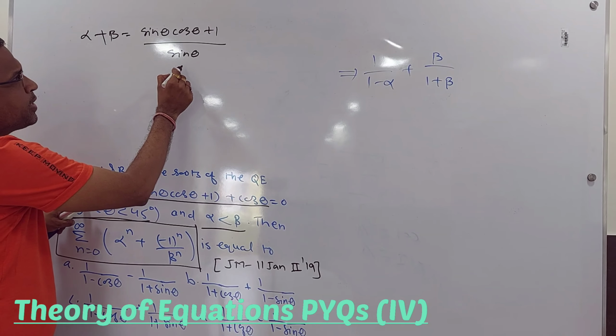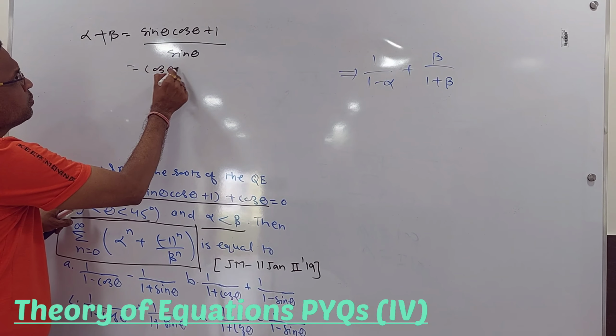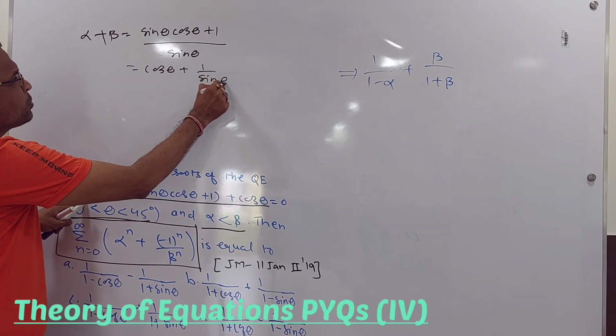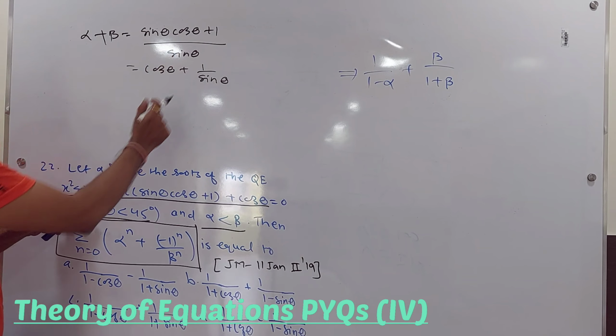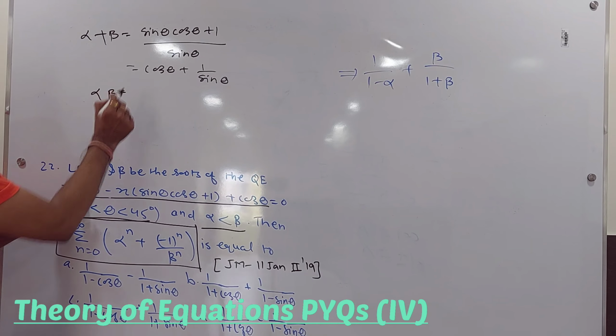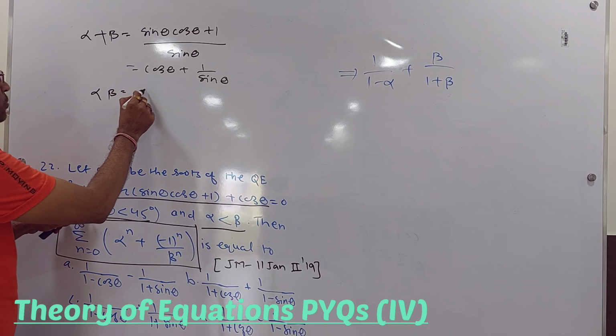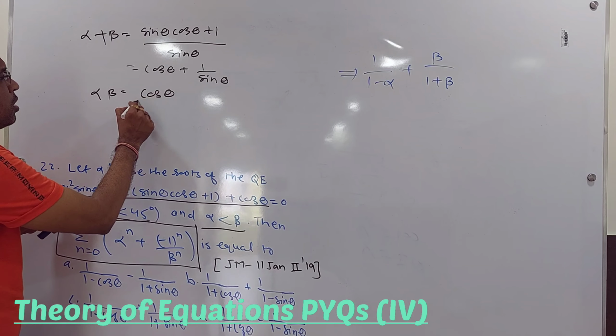So that gives sin theta get cancelled, so it is cos theta plus 1 upon sin theta. I hope this is fine. This gets cancelled, and this. Product of the zeros is cos theta upon sin theta.